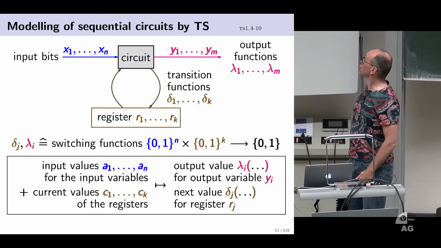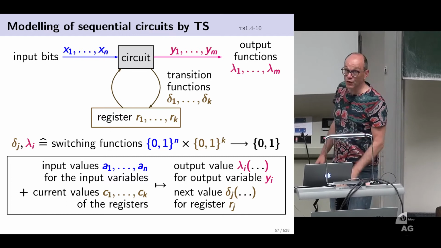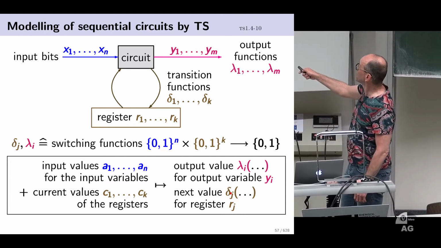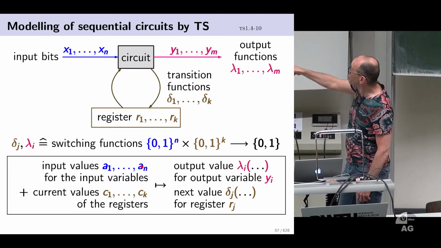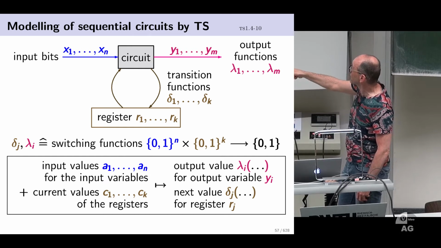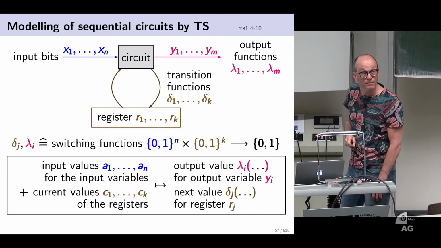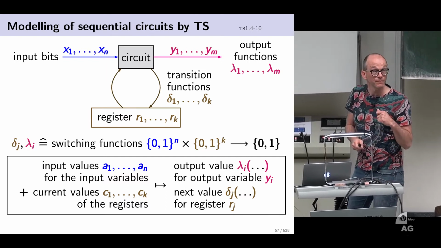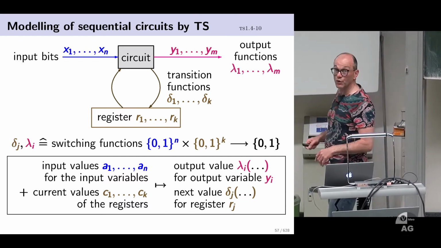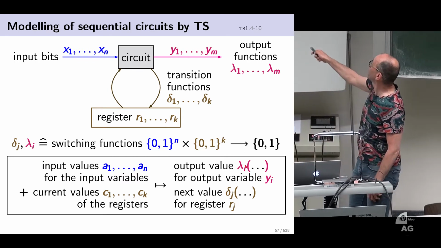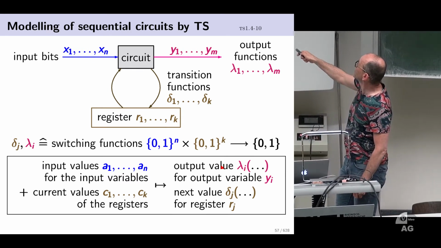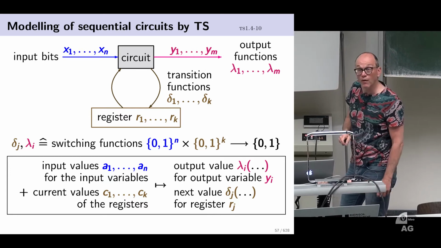Now, what are these functions going to define? So we have those functions delta J. Delta J, given these inputs and these current values of the registers, is going to compute the next value of register J. Only J. Similarly, we do this for the outputs. We have a function lambda I that is actually giving the output value for the output variable yi.